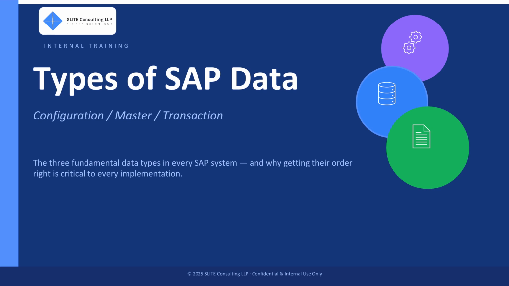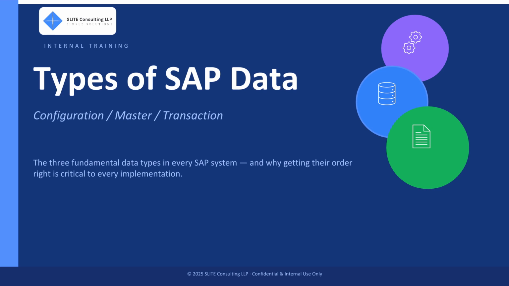She opens the transaction, enters the vendor number, and the system stops her. Purchasing organization does not exist. She calls the project manager. He checks. The purchasing organization was never configured. The configuration is not finished. The master data cannot be created.